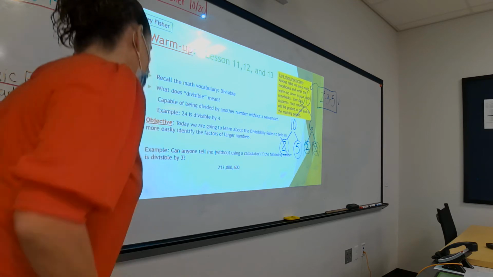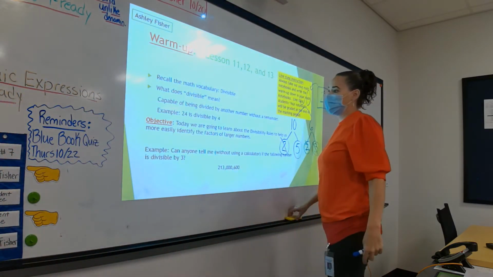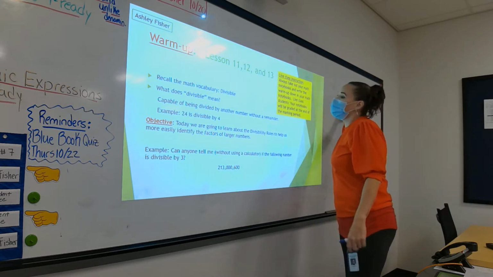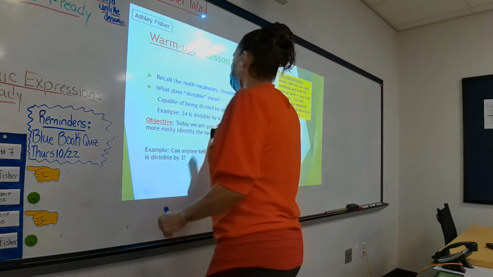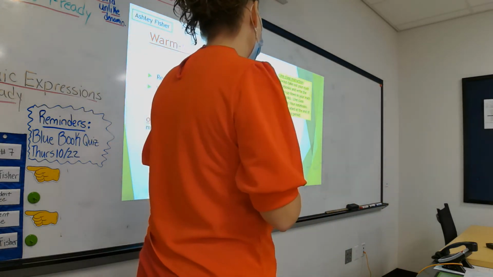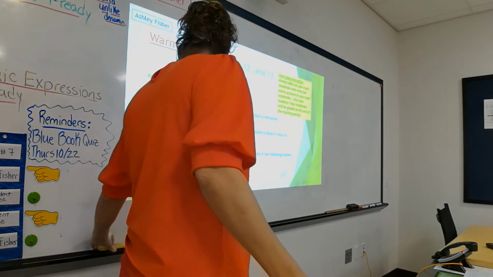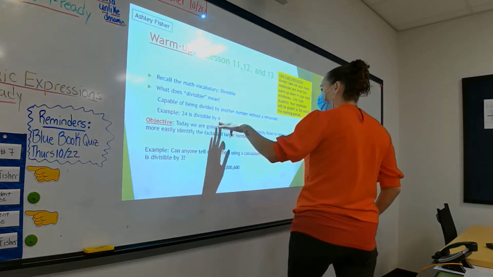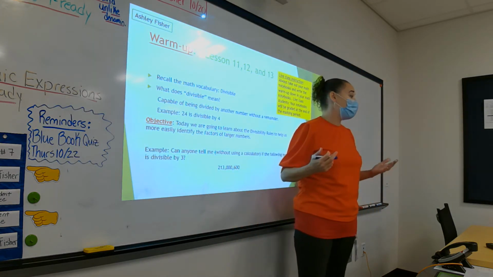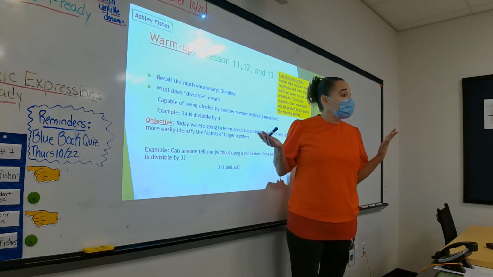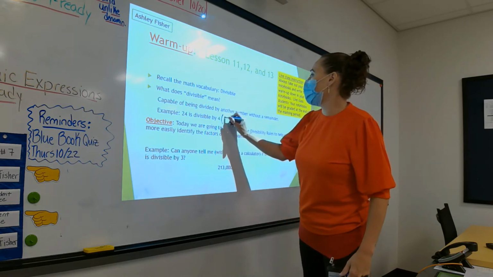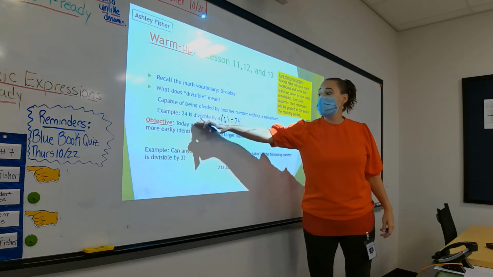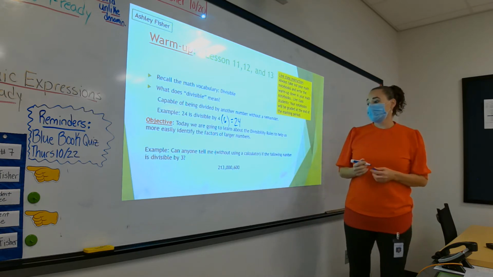Okay, let me erase that. Okay, so your divisibility rules. What does divisible mean? It means it's capable of being divided by a number without a remainder. Okay, we discussed that last class. Example, 24 is divisible by 4 because 4 evenly goes into 24, right? 4 times 6, if you multiply that by 6, it gives me 24. There are no remainders. So 24 is divisible by 4.